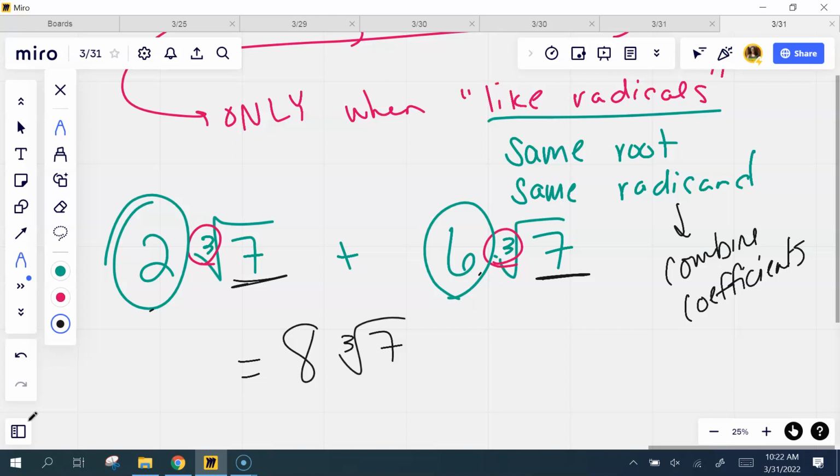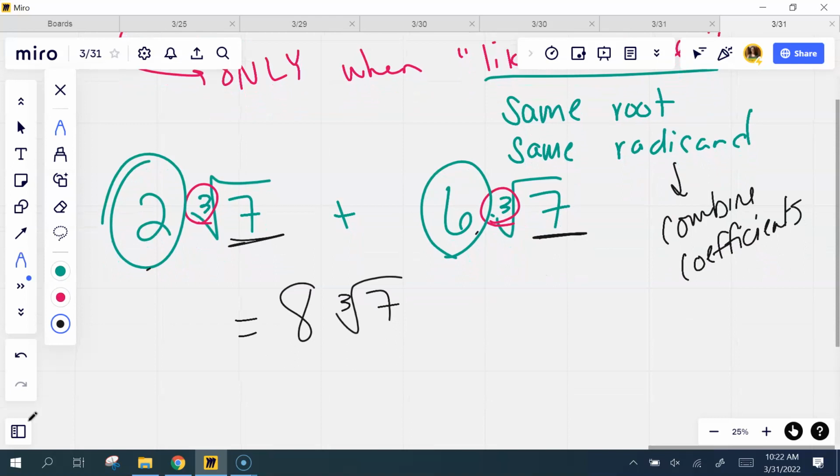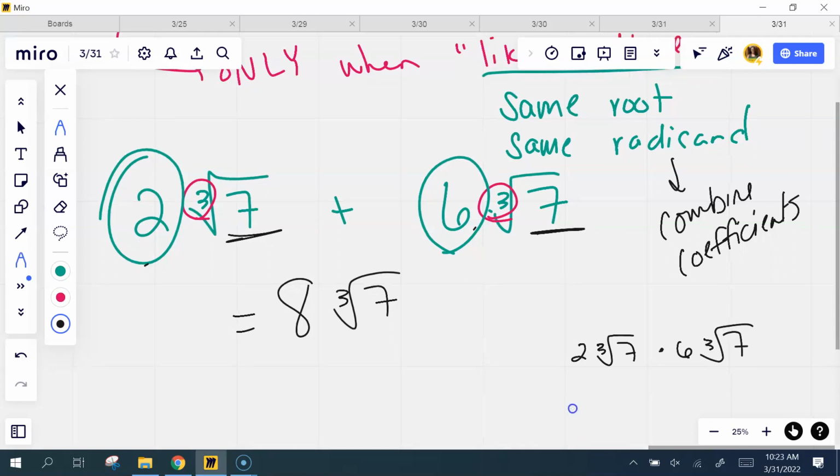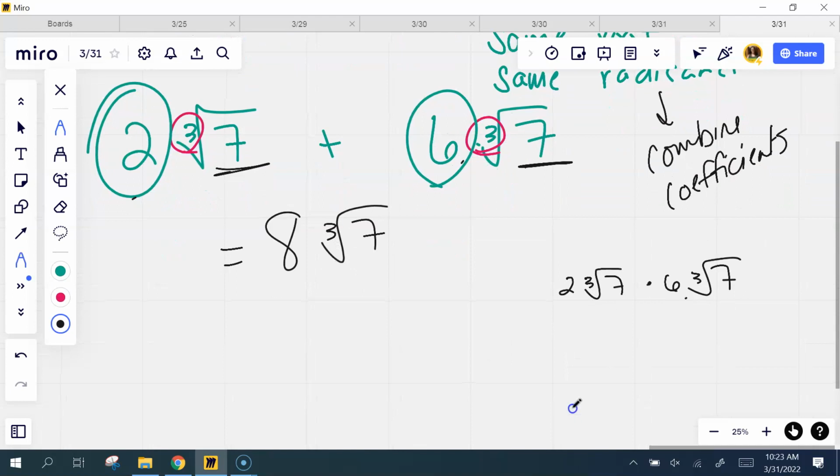Now don't start getting mixed up with addition and subtraction and multiplication, because if I multiplied these two, 2 cubed root of 7 times 6 cubed root of 7, what do I do? Multiply the coefficients, and put together what's inside the radical. It's what you've been doing. So 12, and then 7 times 7 is 49. So we don't want you to start getting confused on the addition and subtraction as opposed to the multiplication. Does that make sense? Okay.